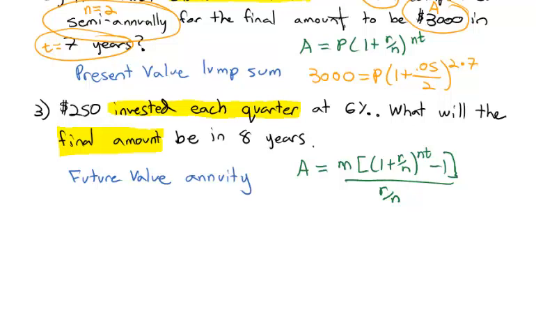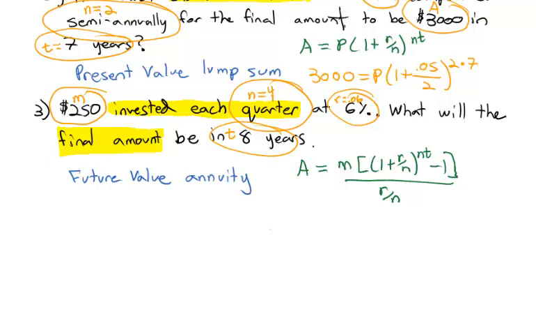So what do we know about this problem? Well, the 250. That's the amount that's invested each quarter. That's the periodic payment. That's the M. The 6%, that's the interest rate, 0.06, invested each quarter. So the number of compounds is 4 in a year. Number of payments, 4 in a year. And finally, our time is 8 years.